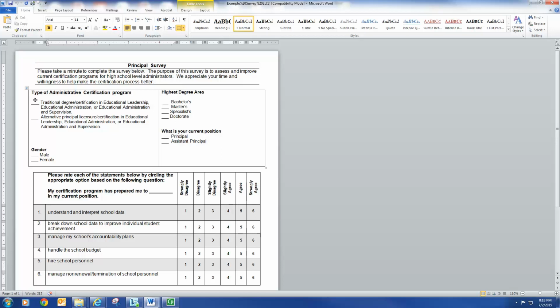Now the key research question here is type of administrative certificate program. So this study investigated the traditional certificate program versus the alternative program. So this was our research question. And there were three demographic questions within the survey: gender or sex, highest degree area, and what's your current position, principal or assistant principal. Okay. Now, you could also have a research question that deals with the sex of the person or the gender, male versus female. For now, you should have some kind of demographic information within your study, and ideally a research question.